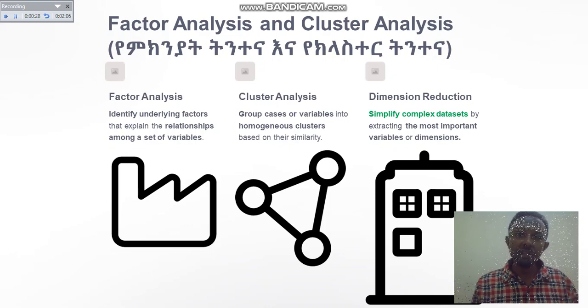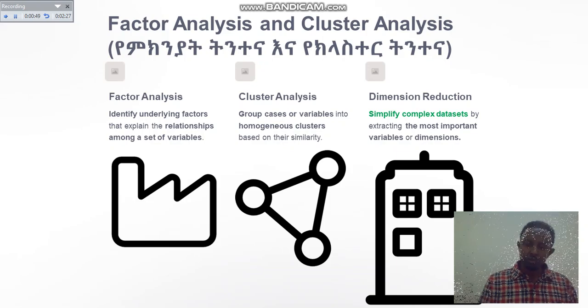Cluster analysis is about grouping cases into homogeneous clusters based on their similarity. And the last one, dimension reduction, simplifies complex data by extracting the most important. Here, the issue of prioritization or focusing on the important ones should be addressed.